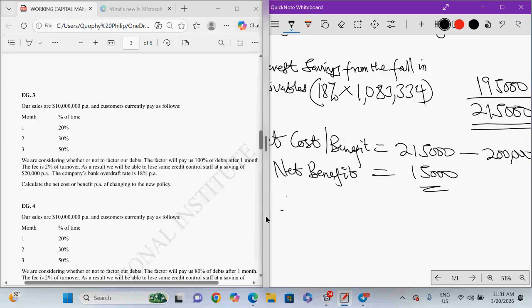All right. So what do you think we should do? Therefore, should we employ a factor? Therefore, employ the services of a factor.